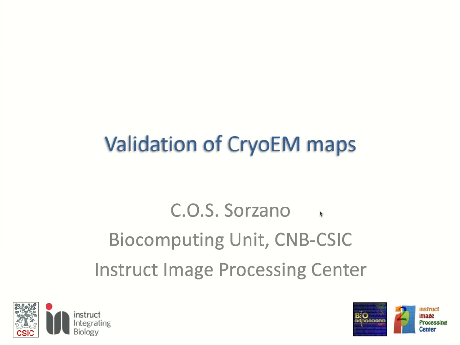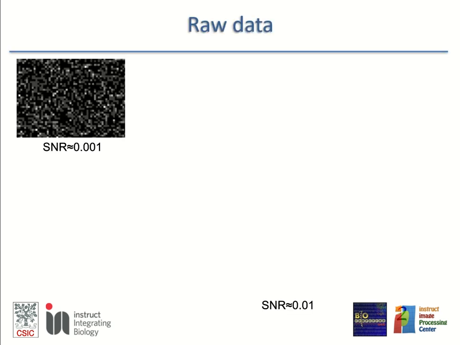We'll explore the validation of cryo-EM maps. So just a reminder where we are coming from. We acquire data with the electron microscope and direct detectors, and the signal to noise ratio at the level of a frame is in the order of 1 over 1,000, meaning that we have 1,000 times more noise than signal.